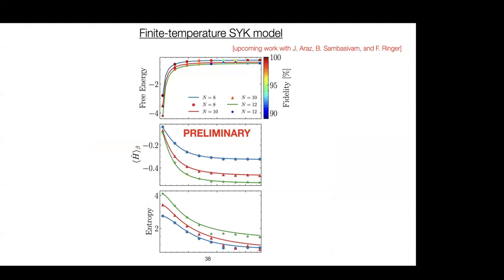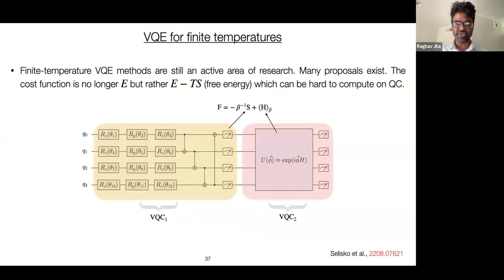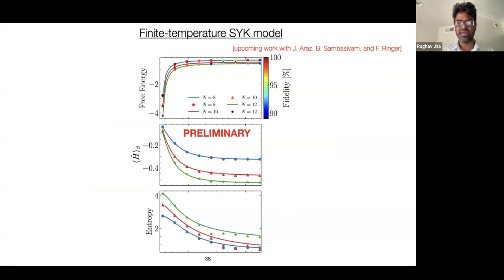This is some work we have been doing for the SYK model at finite temperature with some folks at the lab. Using this, we are able to go to n equal to 8, 10, 12 for dense SYK. These are preliminary plots, but hopefully we'll write this up soon. You can compute free energy, Hamiltonian expectation at some finite beta, and entropy. And we have been able to create these states with very good fidelity. Fidelity is a measure of how close the state we are preparing using this circuit is to the actual Gibbs state, or thermal state, and we see reasonably good fidelity. So this is upcoming work.